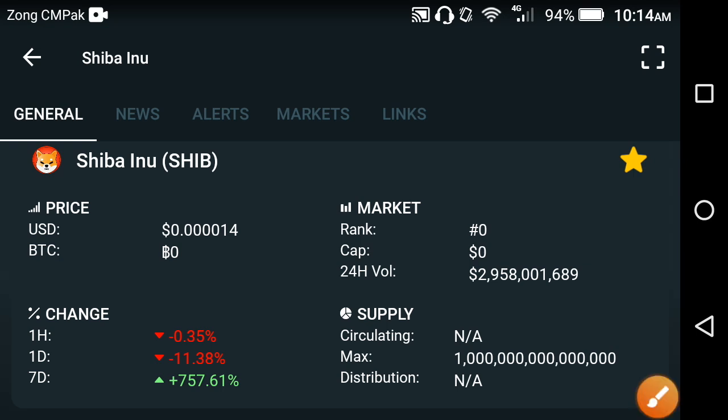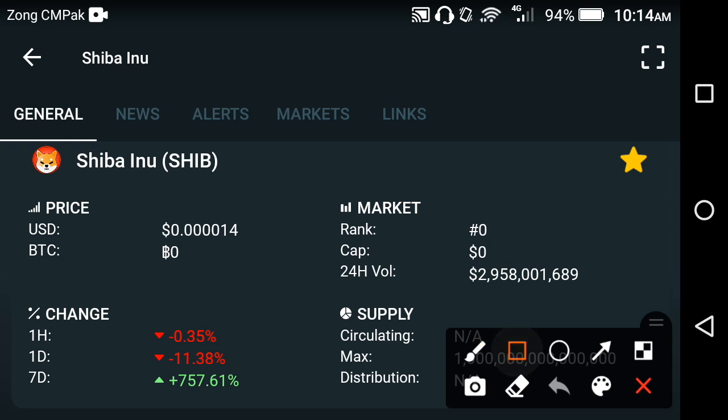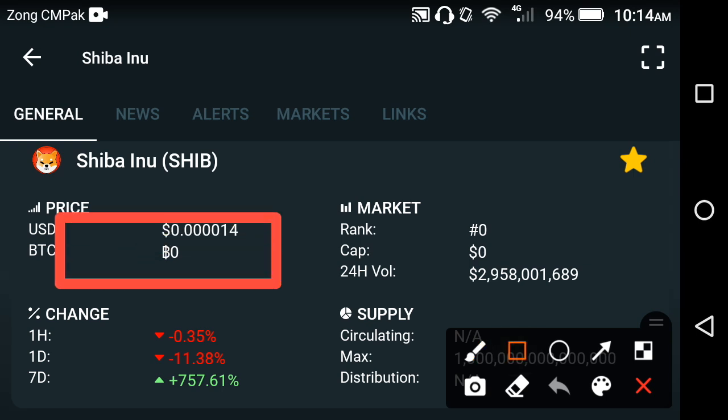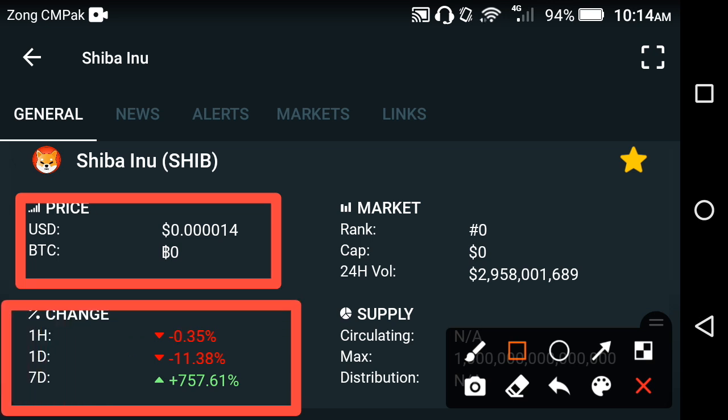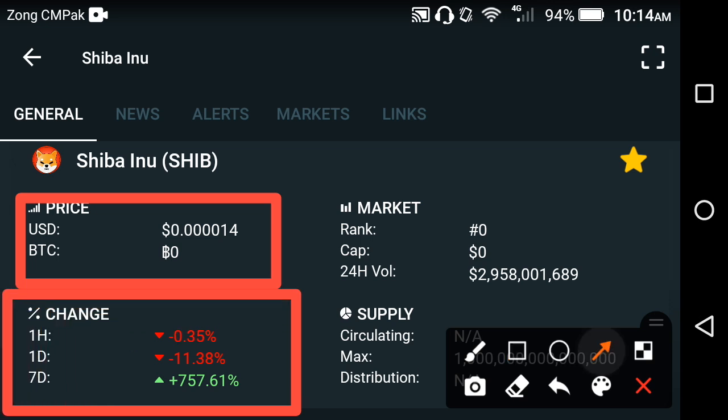Let's start the video. First of all, we talk about the current price of the Shiba token in the market. 0.00014 USD is the current price of the Shiba token. And if we talk about the price change in the Shiba token at this time, the last 1 hour change is negative, the last 1 day change is negative, and the last 1 week change is only positive, friends.